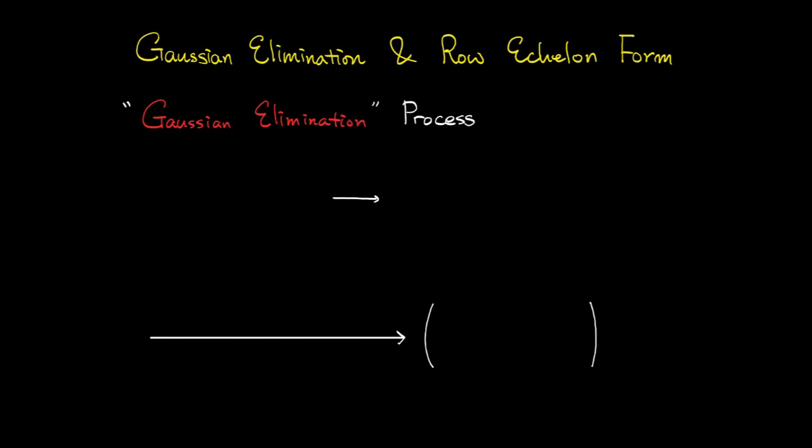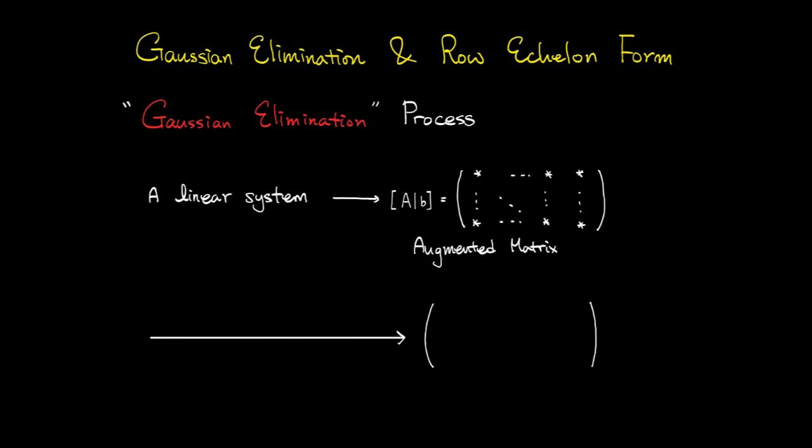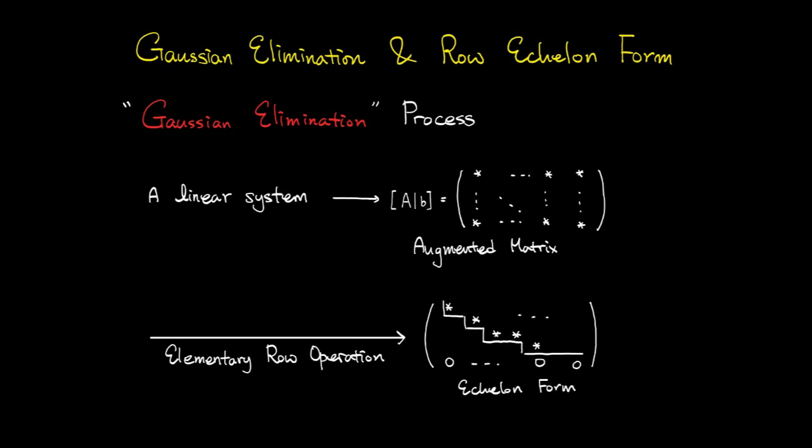Using these definitions, if I explain Gaussian elimination, it is the method of finding the solutions of a linear system by expressing it as an augmented matrix. And using elementary row operations, we express the matrix as an echelon matrix. An echelon matrix gives us the solutions.